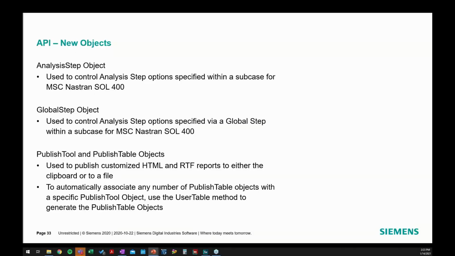Okay, and then as always, they add API updates. So they've added the analysis step object, which is used to control analysis step options within a subcase for MSC Nastran. There's global step objects now, publish tool and publish table objects. If you're really interested in the API updates, make sure to check out the full release notes, because I've had to condense and shorten them here to hit the highlights, but there's a lot of other stuff that I haven't been able to cover here.